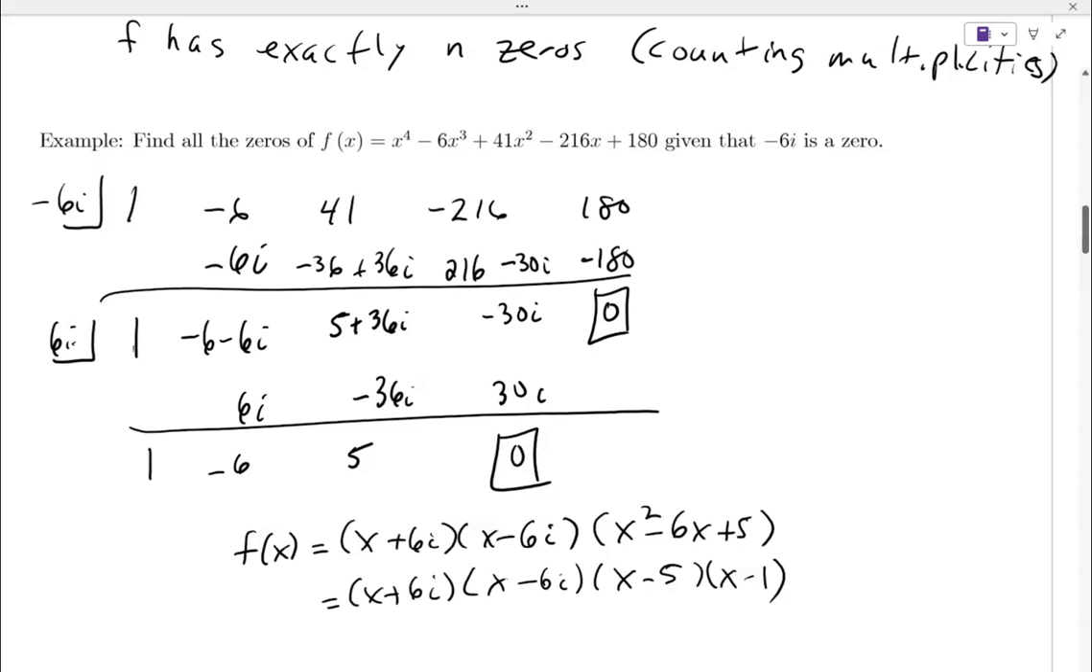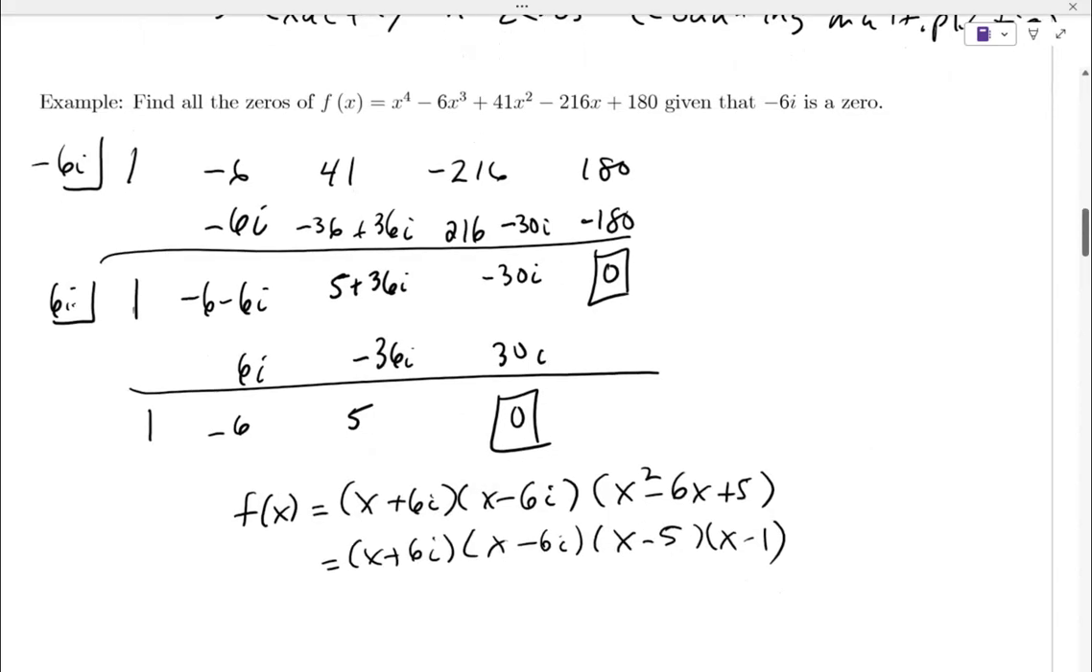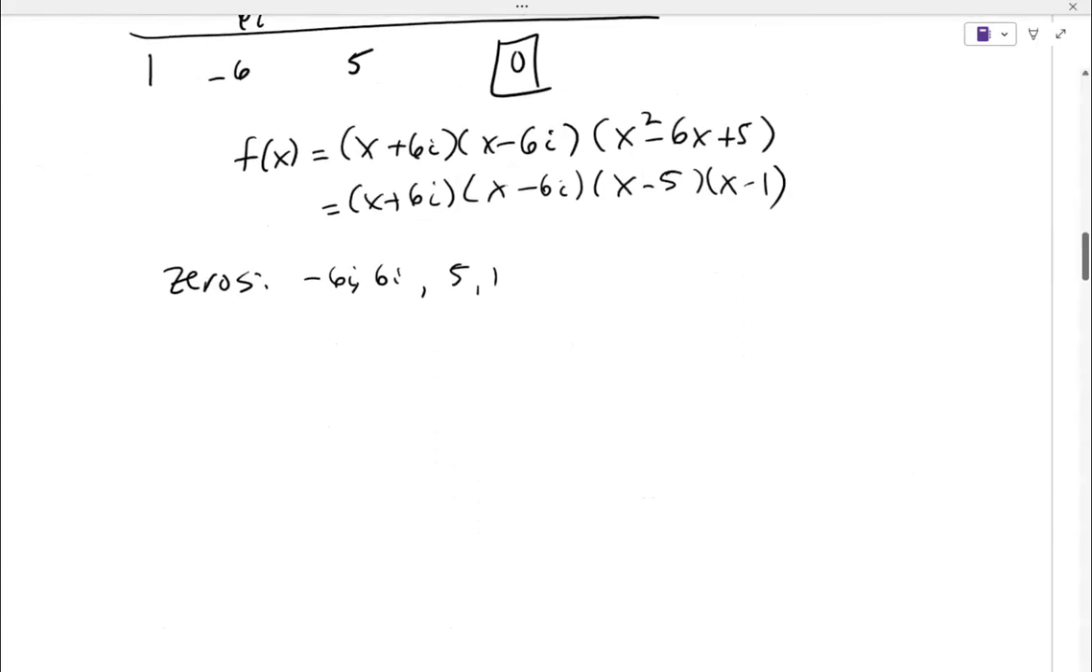5 and 1 work, right? So what are your zeros then? Well, the zeros are negative 6i, 6i, and the other two are 5 and 1. So this is finding the zeros. This is writing f of x as a product of linear factors. That's okay? All right, let's do the next one.